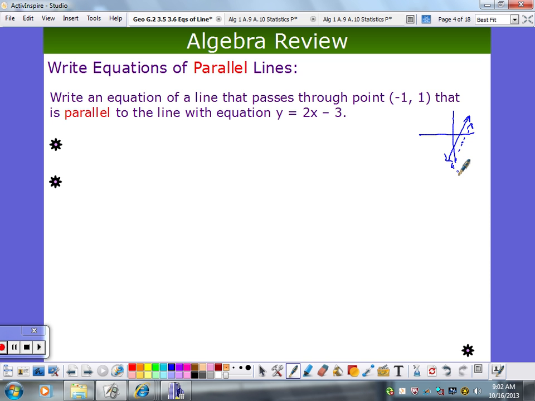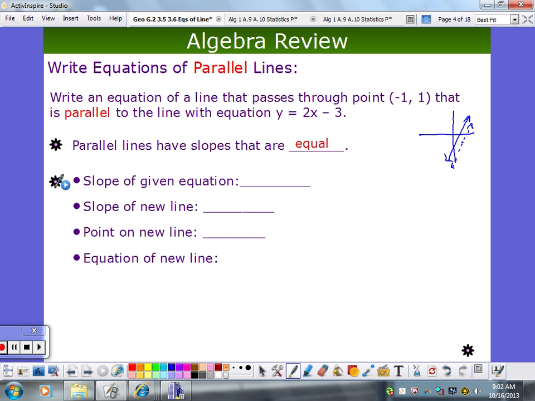And so the main question we have with parallel lines is we need to understand how their slopes work. Parallel lines have equal slopes. I always think this is the easier one to remember, because slope is the tilt, right? It's a way to give a number to the tilt. So a parallel line is going to be tilted the same way. So what's the slope of the equation we have? 2. So I'm going to write that here. So what's the slope of my new line going to be? 2. Same thing.